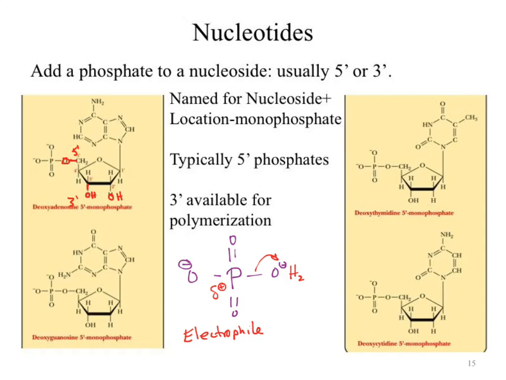Okay, so our 3', while we can put a phosphate there, is really only available for the polymerization, our chain lengthening, adding multiple nucleotides in there. The 5' is where we're going to start at our primary state. Okay?